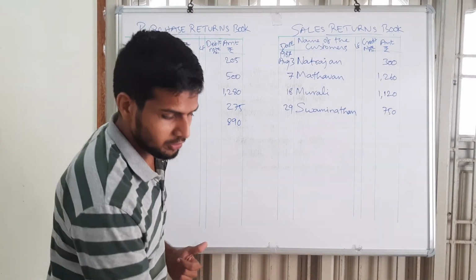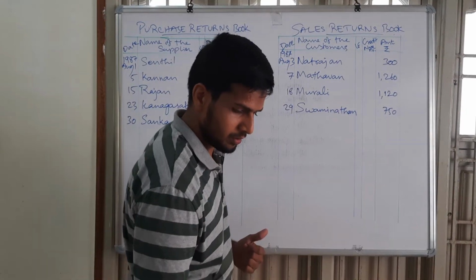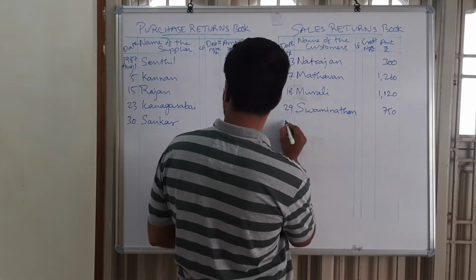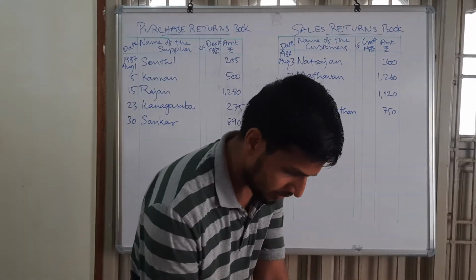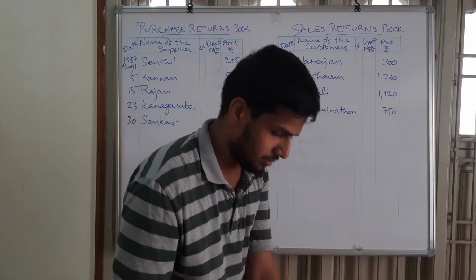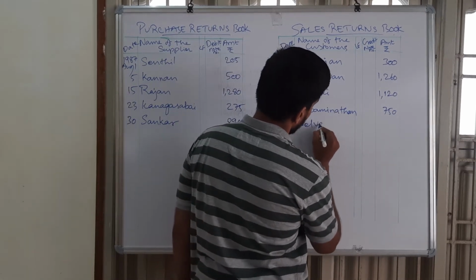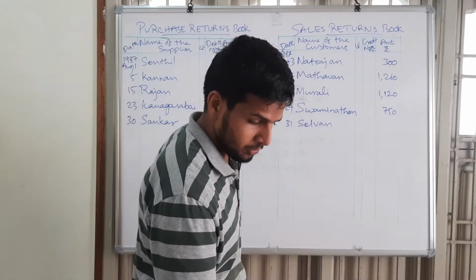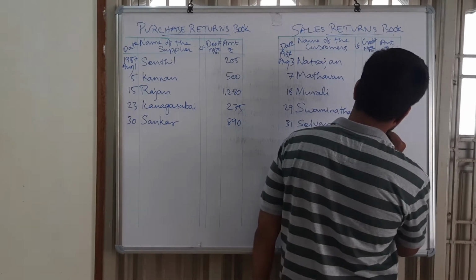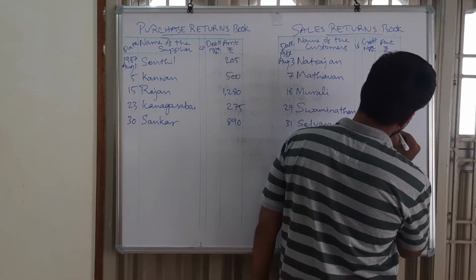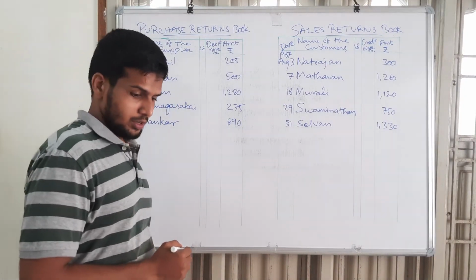On August 31. What is the name? Selvan. The name of the customer is Selvan. Returned goods to us worth rupees 1330. So that's all.